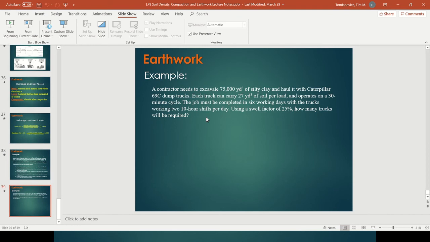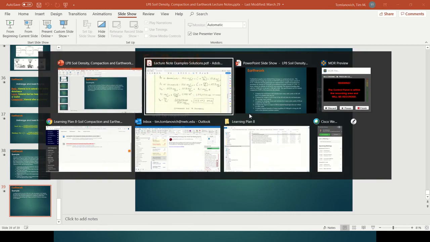Example 2. A contractor needs to excavate 75,000 cubic yards of silty clay and haul it with Caterpillar 690C dump trucks. Each truck can carry 27 cubic yards of soil per load and operates on a 30-minute cycle. So a 30-minute cycle means it picks up, it dumps, it comes back. The job must be completed in 6 working days with the trucks working 2 10-hour shifts per day. Using a swell factor of 25%, how many trucks will be required to get it done in 6 working days?